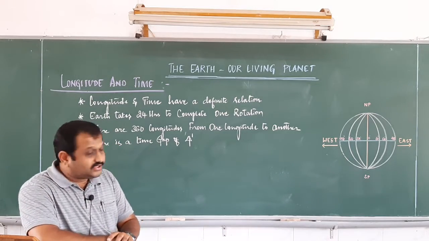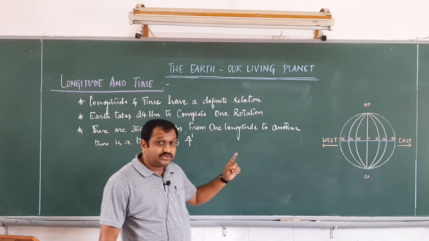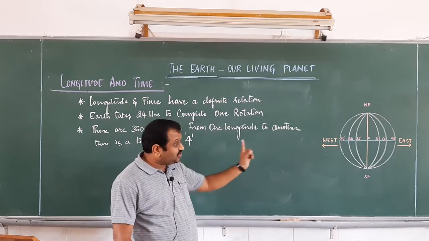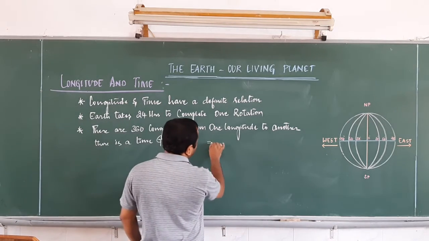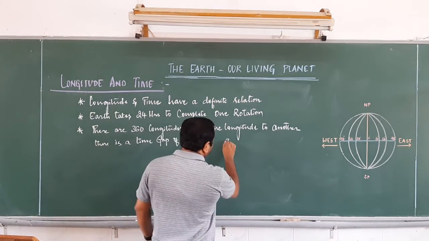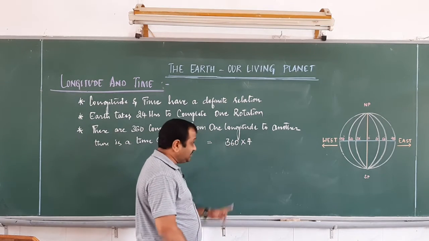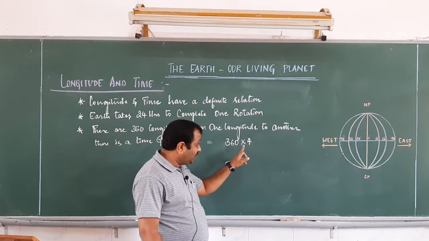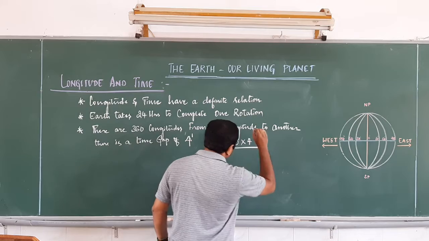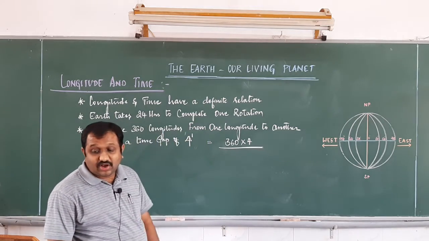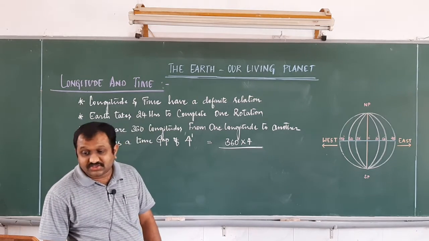Now, let us have one simple calculation. 360 longitudes, from one longitude to another, there is a time gap of 4 minutes. Now, a small calculation: 360 into 4. From 1 degree to another degree, 4 minutes. So, 360 into 4, do some small multiplication here, you will get 1440.